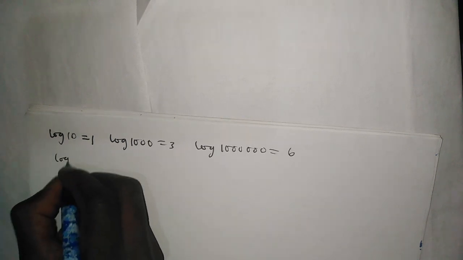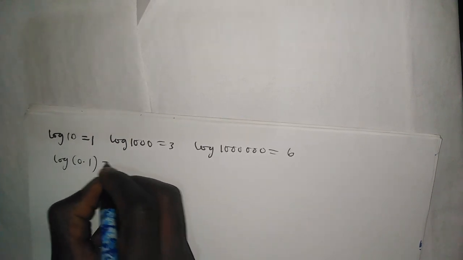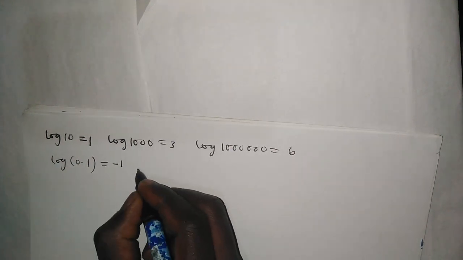So what if you have log 0.1? How do you evaluate this particular log? Now to evaluate this particular log, you are going to count the zeros. But in this case, because the log is in form of a fraction, you put a negative sign. There's going to be what? -1.